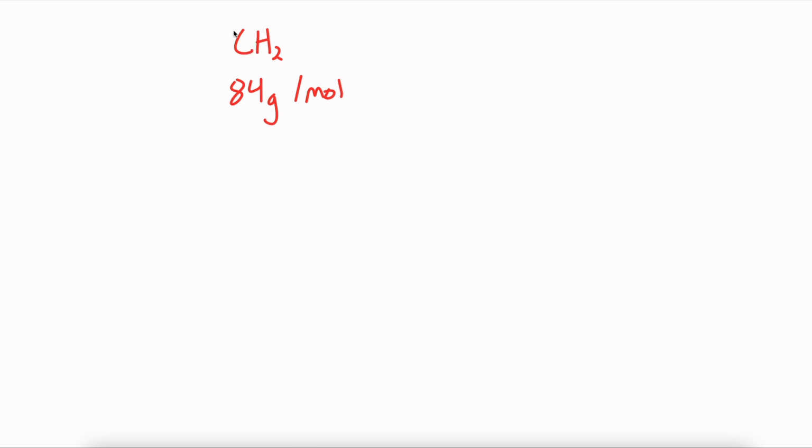We need to find the molar mass of the given compound in its empirical formula, and then divide the actual molar mass by that value. For instance, carbon has a molar mass of 12, and hydrogen has a molar mass of 1, but we have two hydrogen atoms. Adding this up gives us 14. Now, we just take 84 and we divide it by 14, which gives us a final answer of 6.